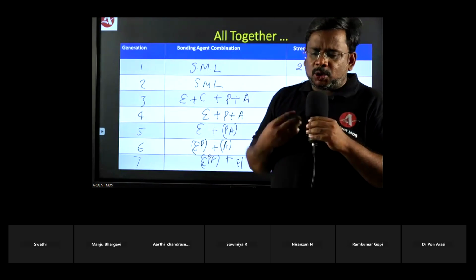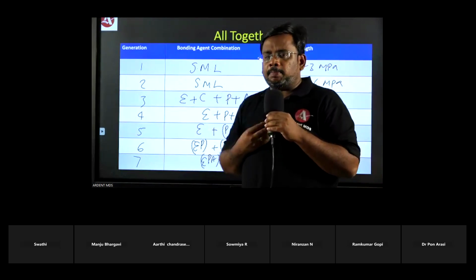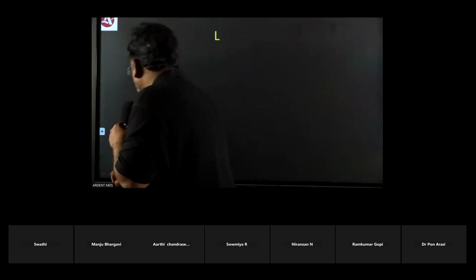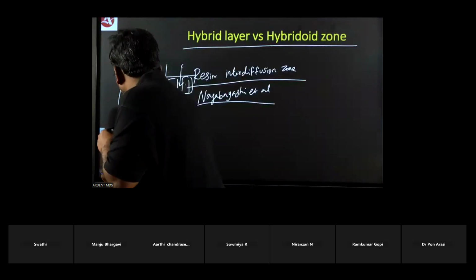Okay, Ajis, you asked about smear layer and smear plug, right? So what is smear layer and smear plug? Okay, let's go for this. I will explain with some pictures.